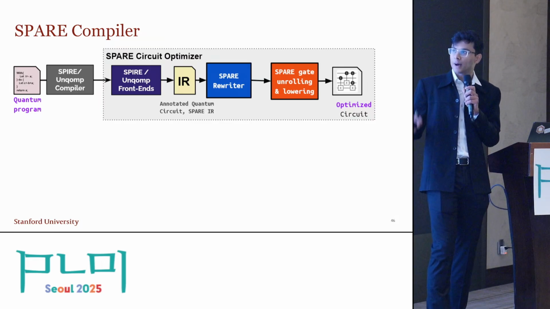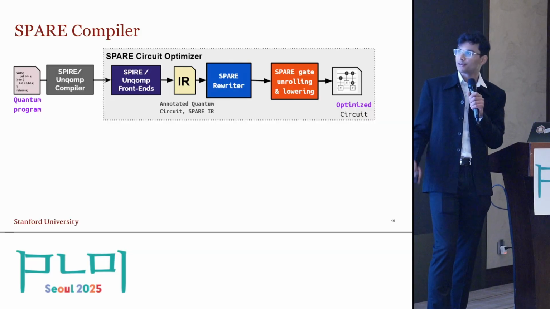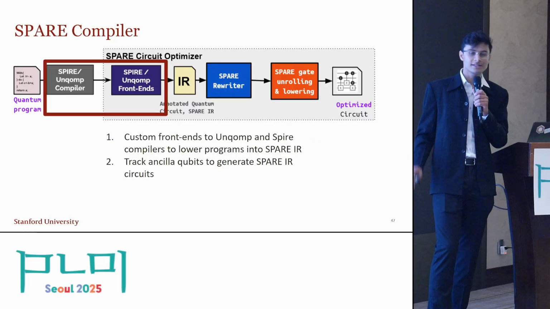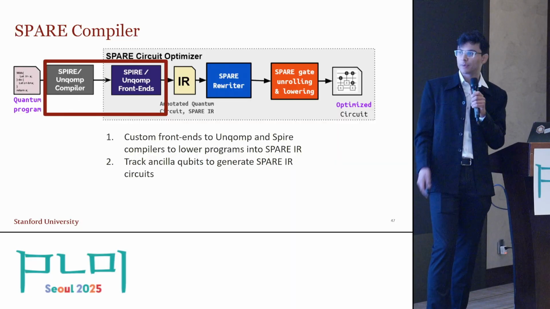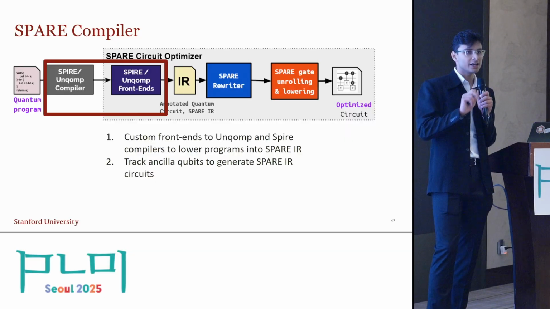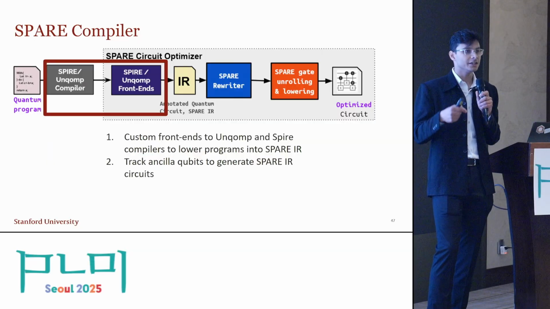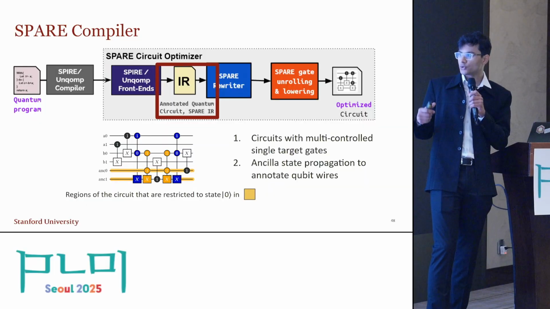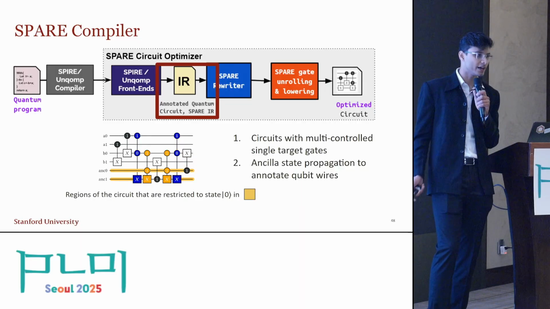Spire takes compiler-generated circuits from Spire, which is the compiler for Tower, and Unqomp-generated circuits. The way it works, it first comes with custom frontends that modify the input circuit from these languages to be lowered only onto the Spire IR. And it tracks the ancilla information from the original circuit to correctly annotate the Spire IR at the interfaces to know which things are ancillas where, which you can then use to have your circuit in the Spire IR, which has multi-controlled single target gates.